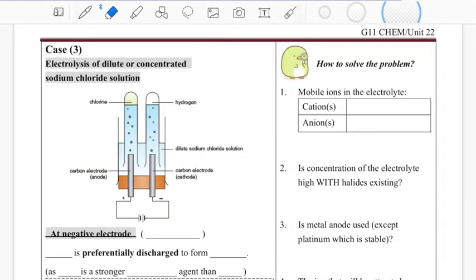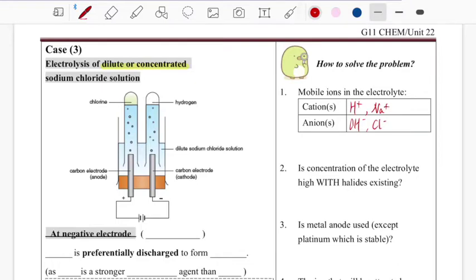Let's move on to case 3, the electrolysis of dilute or concentrated sodium chloride solution. So the keywords here are dilute or concentrated. Again, let's follow the 4 steps. First, list out all the ions that exist in the electrolyte. First of all, the solvent water would give us hydrogen ions and also hydroxide ions. In this case, we have sodium chloride as a solute, so it will provide us with sodium ions and also chloride ions. So in total, there are 4 types of ions in the electrolyte.